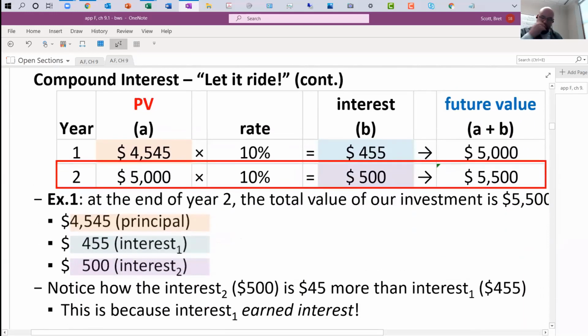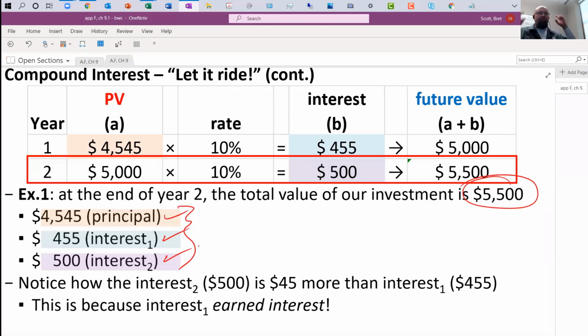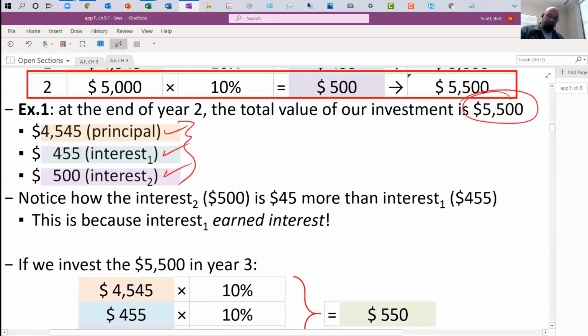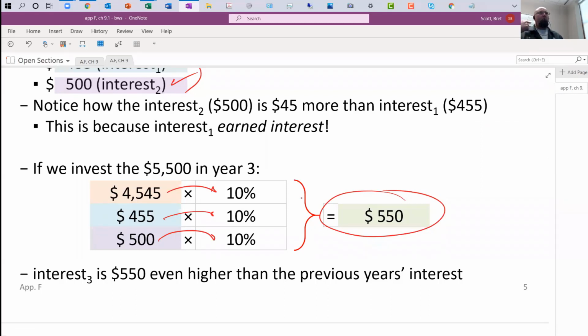So at the end of year 2, our total portfolio value is now $5,500, which is comprised of these components: the initial investment, interest in year 1, interest in year 2. What should we do? We can cash out if we want, or we can let it ride. And so down below, I'm simply saying, let's let the interest, again, earn interest. And when we do that for year 3, we're going to earn interest of $550, and so on, and so on, and so on. We let it ride.